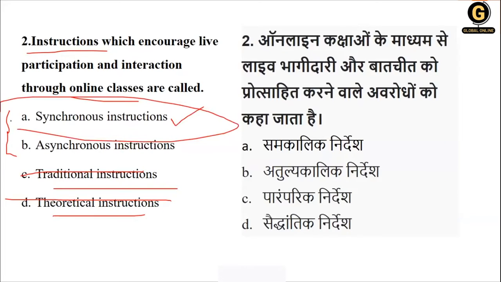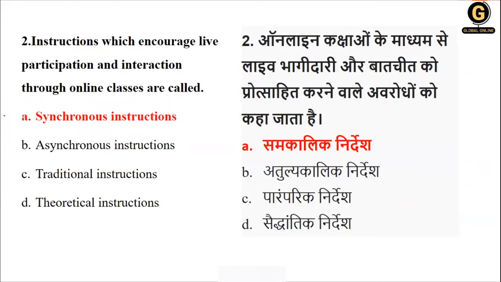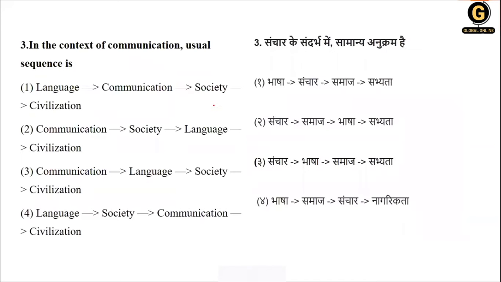So the right option for this question is option A, that is synchronous instructions. Let's go to question number 3. In the context of communication, whenever communication takes place, तो यूजुअल सीक्वेंस कौन सा होता है? Now maybe you are a bit confused after reading this question, so just focus on the question. It's talking about communication and about the sequence. सीक्वेंस यानी ऑर्डर, the logical order.